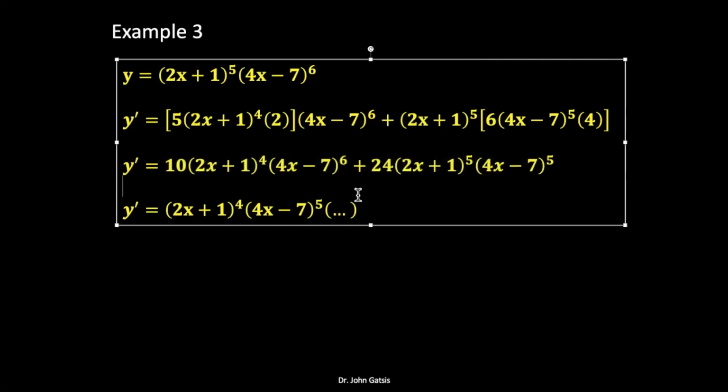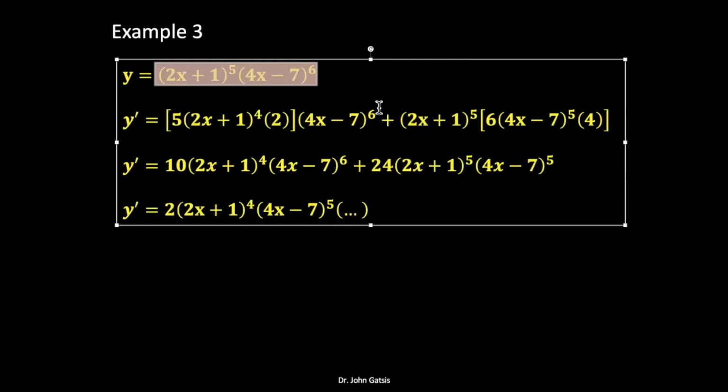And what you want to ask yourself is, what can I take out from this thing here and this thing here? So definitely 10 and 24 have a common factor of 2. So we can take a 2 out. But you can also take out here, see, you have 2x plus 1 to the 4 and to the 5. So they both have at least to the 4 in common. Same thing here, 6 and 5. So you can take out at least to the power of 5. These powers here are not a coincidence. They are always 1 degree lower than the original. And this is because you're subtracting 1 as you do the local chain rules for those power functions.